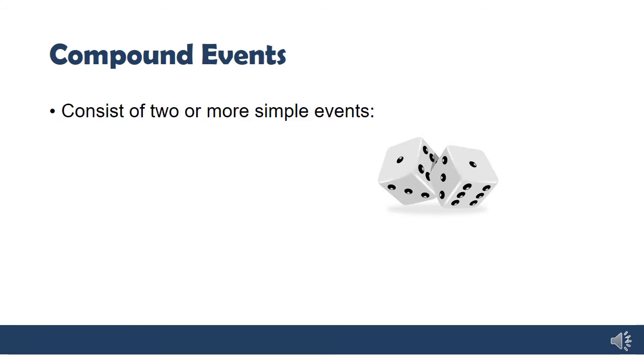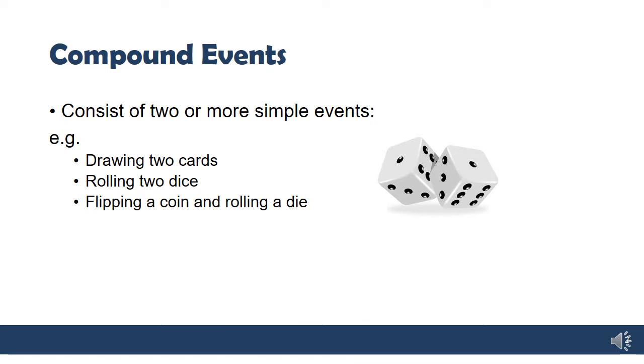A compound event is two or more simple events. So as an example, drawing two cards now instead of one. This is a compound event. Rolling two dice, where before in our last lesson we only rolled one die. You could have flipping a coin and then rolling a die, two events.